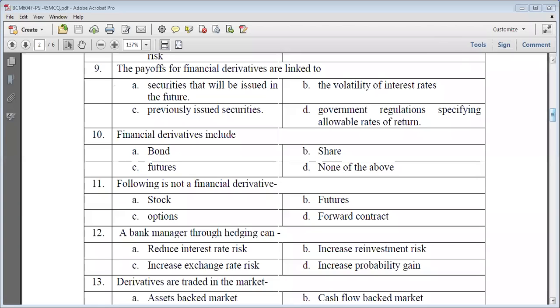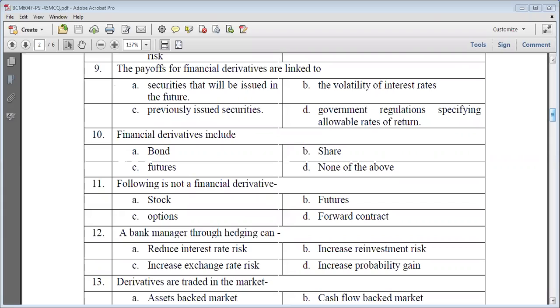It is a continuation of our discussion of the practice set. So let us start with the 11th problem. The first 10 have already been discussed. The 11th problem is: which of the following is not a financial derivative?